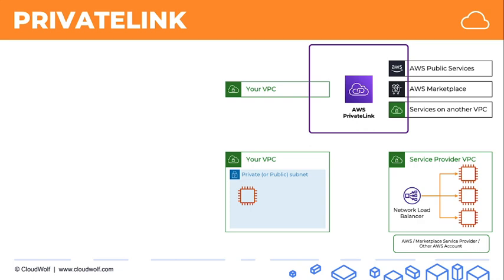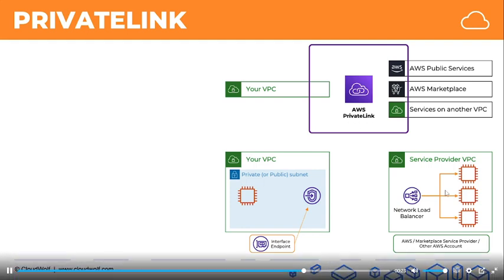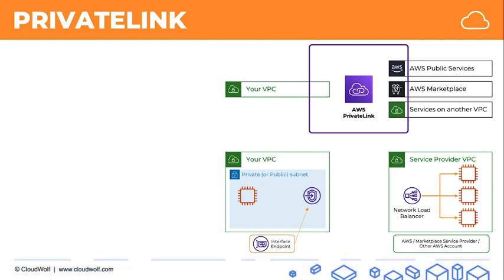Then, as we discussed in previous tutorials, we'll need to set up an interface endpoint, which will allow us to enable this connection. And what the interface endpoint uses in the background is AWS PrivateLink. So that's another key important thing to remember for the exam. The AWS PrivateLink is a technology, it's not a service, whereas the interface endpoint uses the technology of AWS PrivateLink.